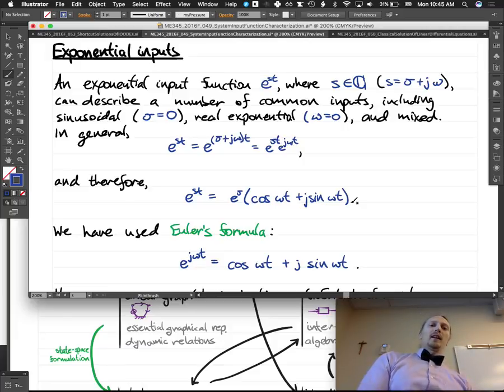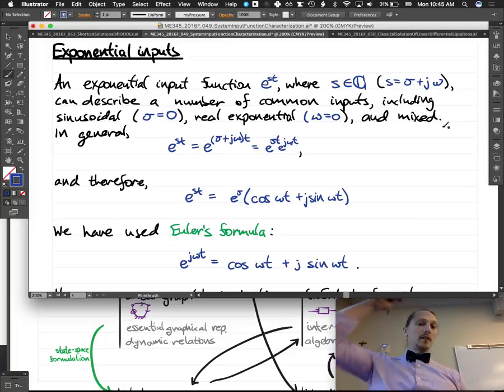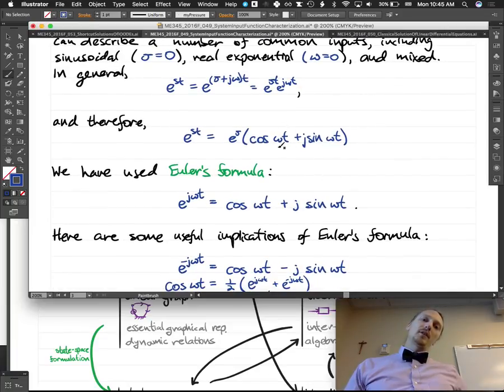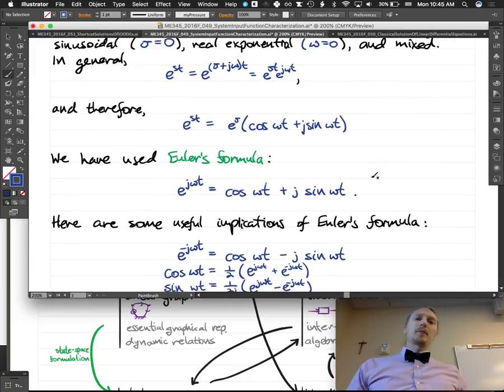An exponential input, e to the st, where s is a complex number, sigma plus j omega, can describe a number of complex inputs, including sinusoidal inputs, which you get if you say that the real part of this complex number is equal to 0. A real exponential, which is omega equal to 0, and mixed. So you could have a decaying exponential or an increasing exponential. In general, you can take this and separate out the real part from the imaginary part. And you can use one of Euler's formulas to write this identity here and see that you have a sinusoidal term, and then you have a real exponential term.